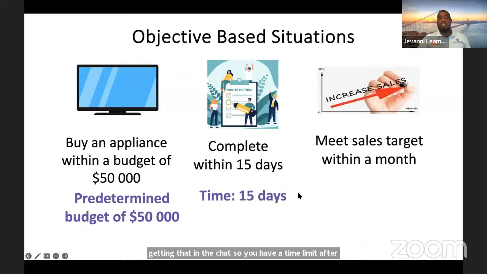All right, what about the third one? When you're meeting a sales target within a month, what are your limiting factors or your constraints? All right, I would believe that's limiting time. What else? Well, that's most of it.